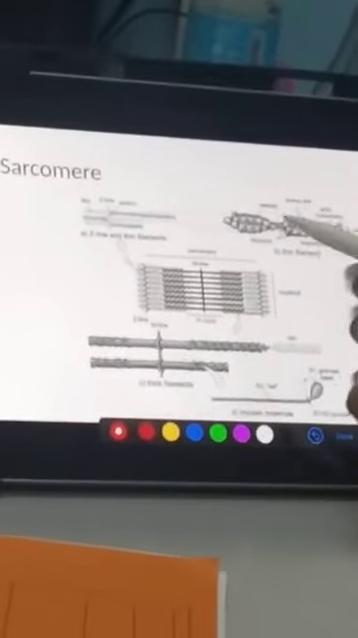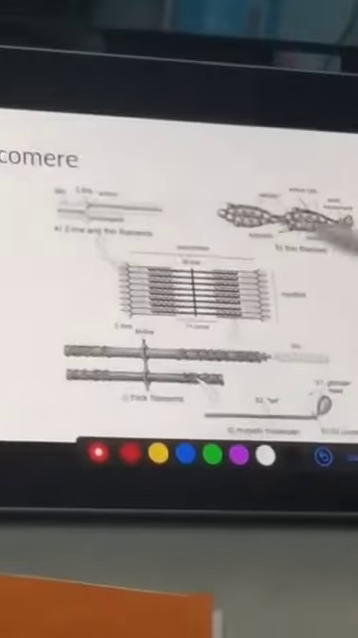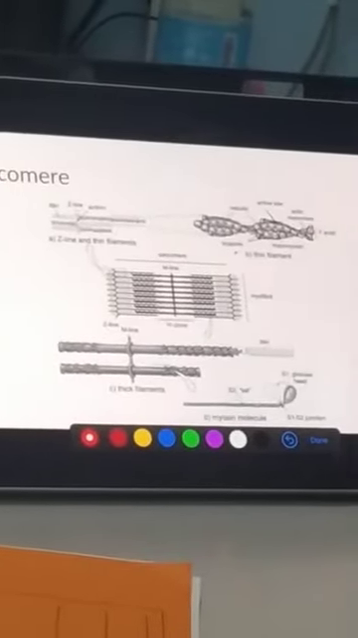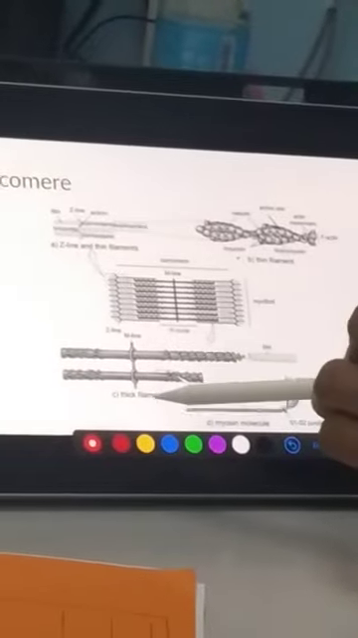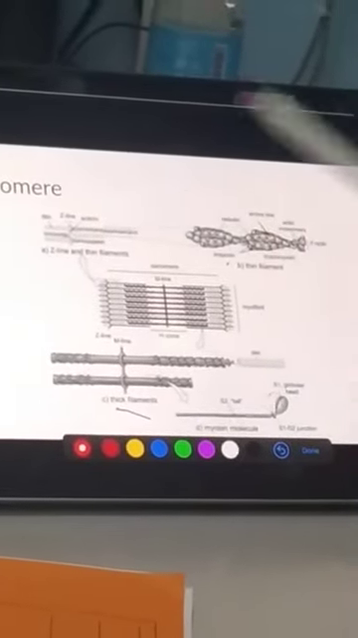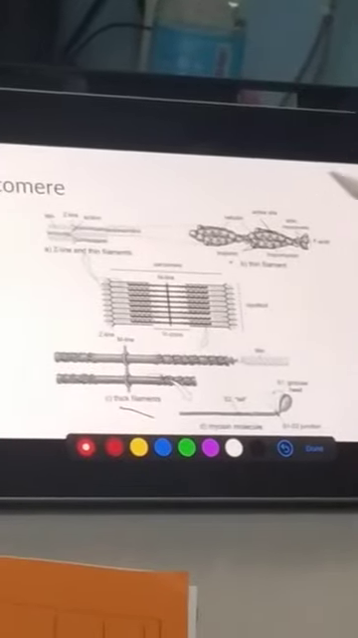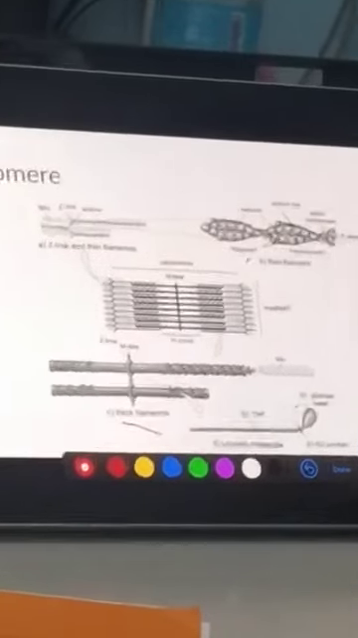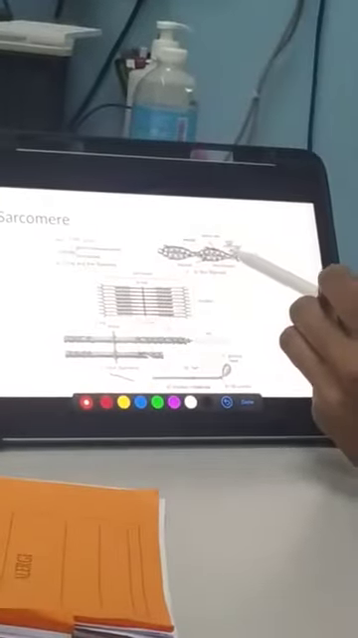This is the thin filament and this is the thick filament. The thin filaments have actin, troponin, and tropomyosin. The thick filaments have myosin. First I'll focus more on the thin filaments. They have this thin actin. Actin is this, the F-actin, and these are the actin monomers.